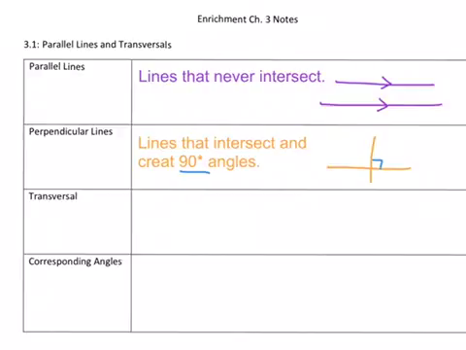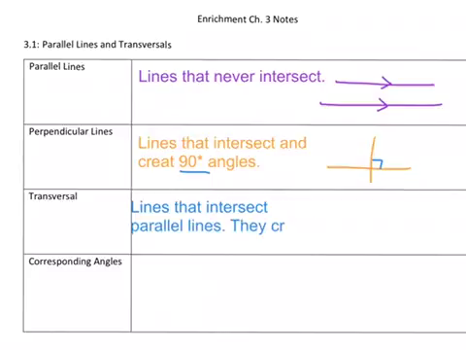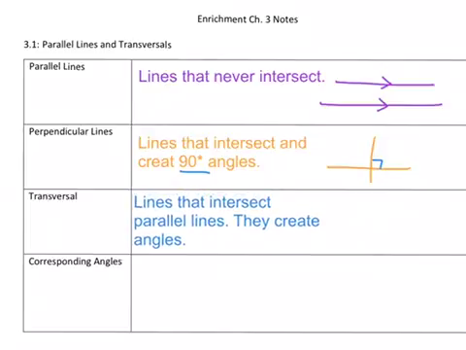Transversals. Transversals are lines that intersect parallel lines, and they create angles. Now, they don't create specific kinds of angles, like it's not automatic that they're 90 degrees, but transversals definitely deal with our parallel lines.